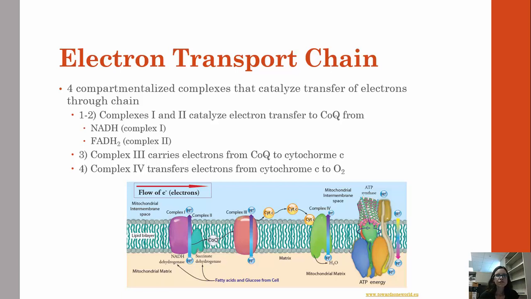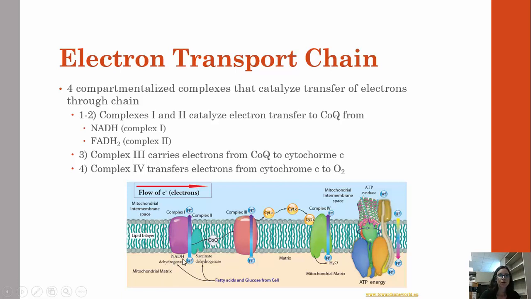So there are five compartmentalized complexes in total, but four that catalyze the transfer of electrons through the chain. So first we have complex 1 and complex 2 that catalyze electron transfer to CoQ from NADH and FADH2. So NADH is in complex 1, FADH2 is in complex 2.